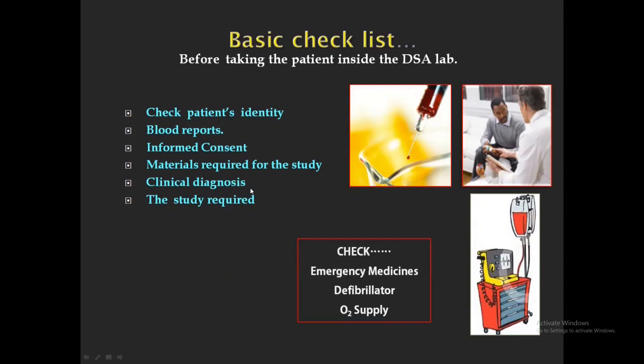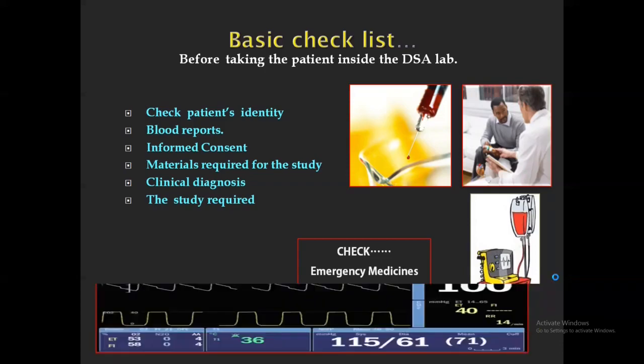For example, in SIH, we need 3D angiograms, so we have to make the injector ready, like that. According to the clinical diagnosis, the procedure protocol may vary. So the study required means whether it is an aortogram or cerebral angiogram or a peripheral angiogram. What are the requirements that you have to check? Then another important thing in DSA labs: all the emergency equipment like defibrillator, O2 supply, emergency medicine, everything is to be checked and make sure that it is working.